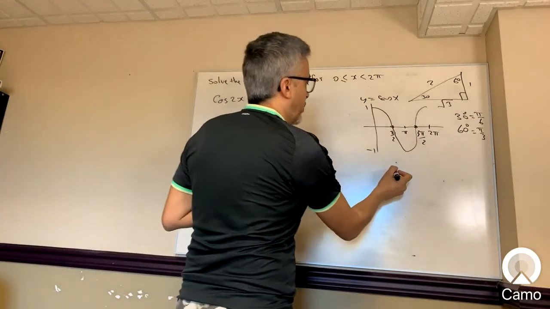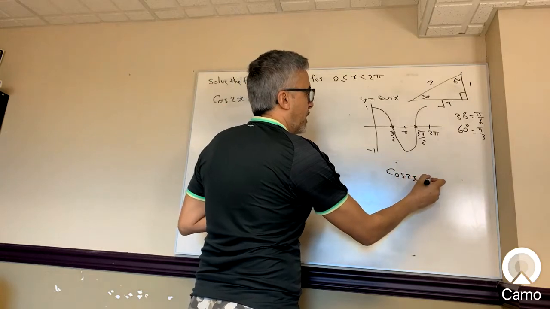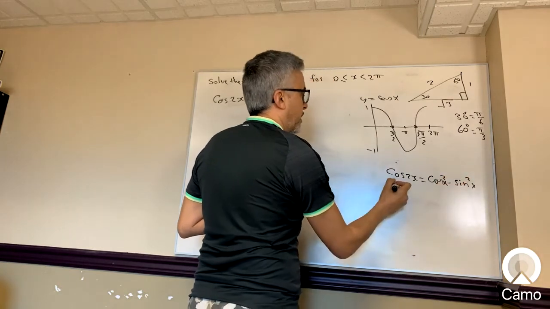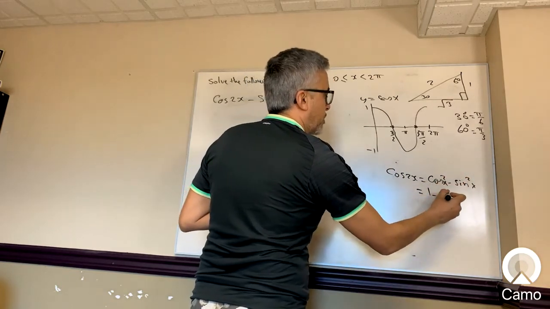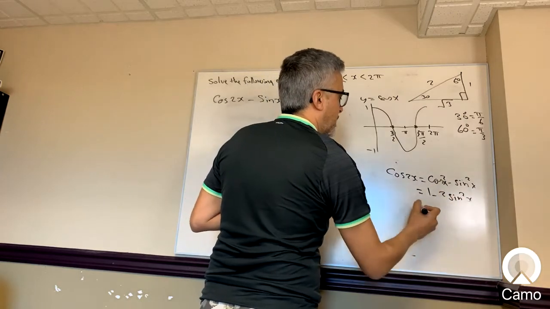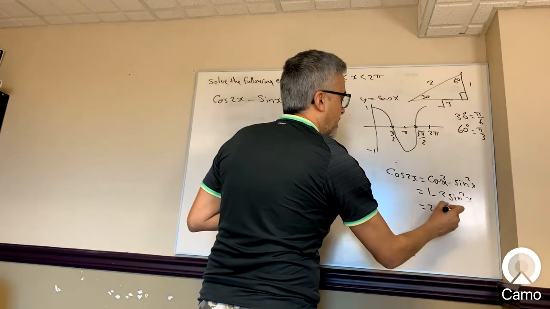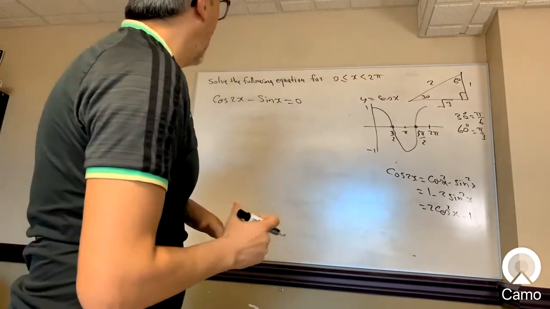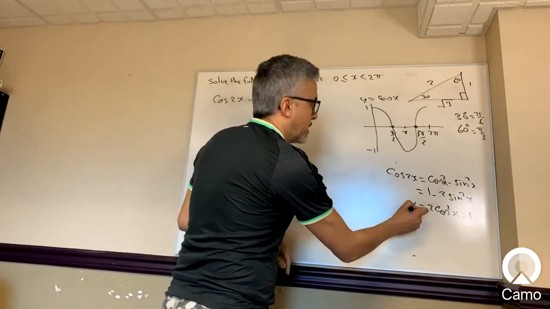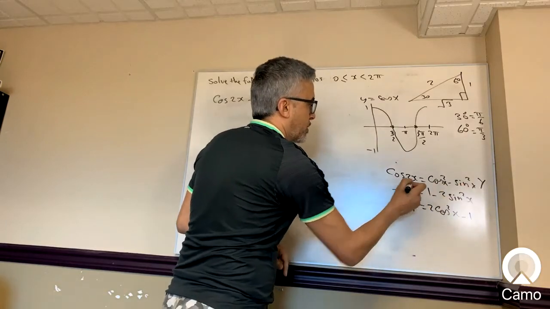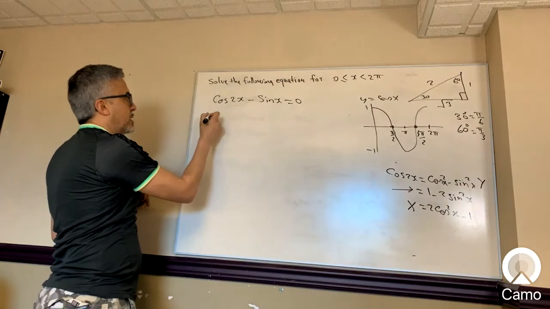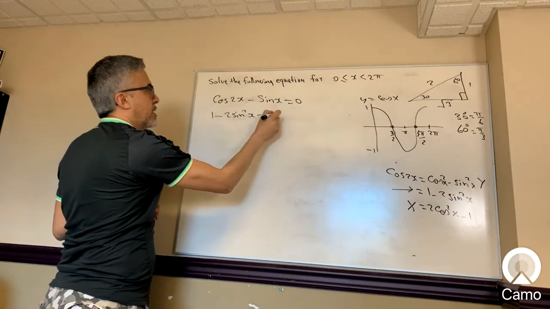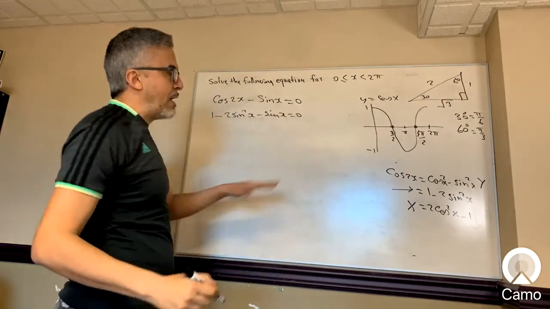And cos 2x, if you remember, could be written as cos squared x minus sine squared x, or it could be written as 1 minus 2 sine squared x, or it could be written as 2 cos squared x minus 1. Now, you're not interested in this, and you're not interested in this. Definitely you're interested in this one. So you change that cos 2x to 1 minus 2 sine squared x minus sine x equals 0.